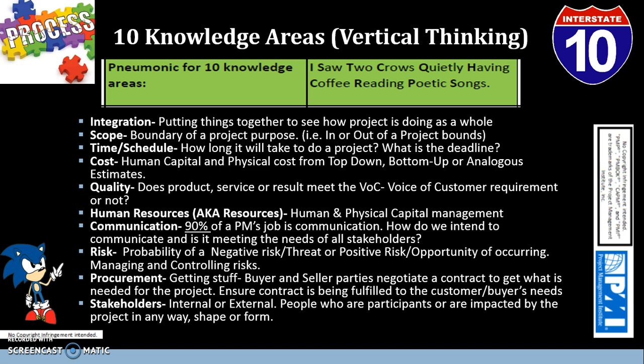Procurement is basically getting stuff. We have two parties here, buyer and seller. Both parties negotiate a contract, and the buyer is there to get what they need for the project. The buyer should ensure the contract is being fulfilled to their needs as a customer, and would need to go through some sort of procurement performance review with the seller to ensure that they get what they need and mend any issues in controlling procurements.